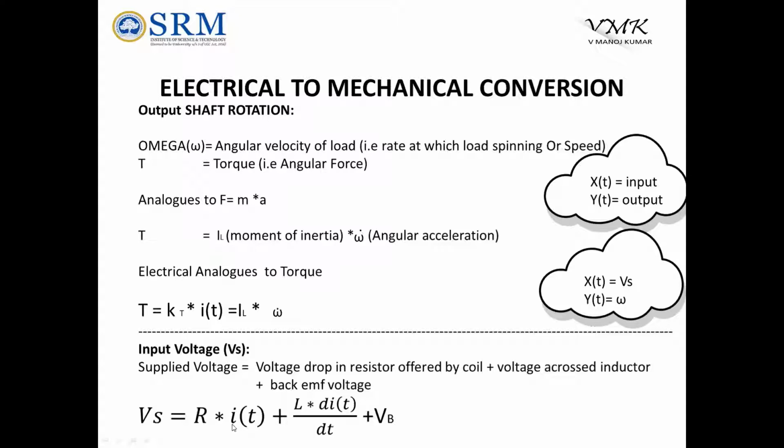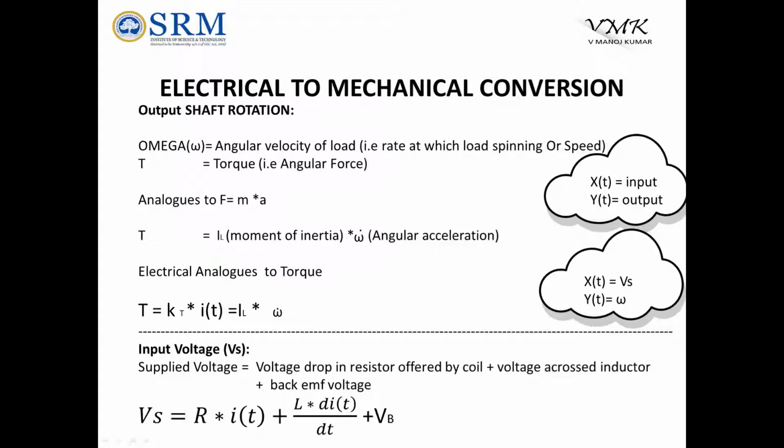I of T is nothing but a continuous variable. If the DC motor is running at 1 second, 2 seconds, 3 seconds, what is my current at that 1 second? T's value is going to start from 0 to infinity, the time period. So I'm going to say it is a continuous system.